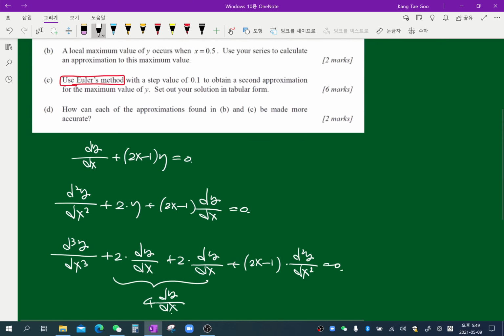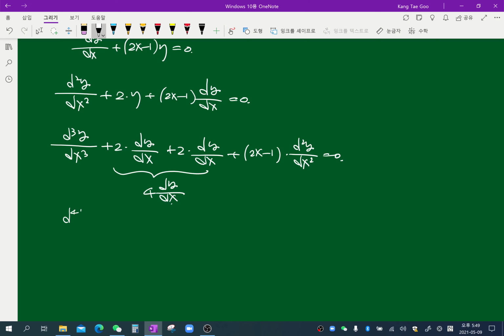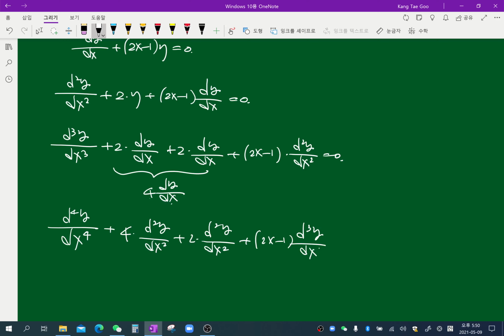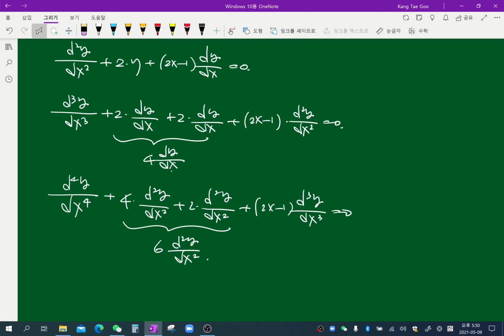And then if they are asking up to the fourth derivative, then we do one more step of derivative, and 4 times dy/dx goes to be 4 times d squared y/dx squared plus 2 times d squared y/dx squared plus (2x minus 1) d cubed y/dx cubed, and then together there is 6 d squared y/dx squared. So that we have all the things.